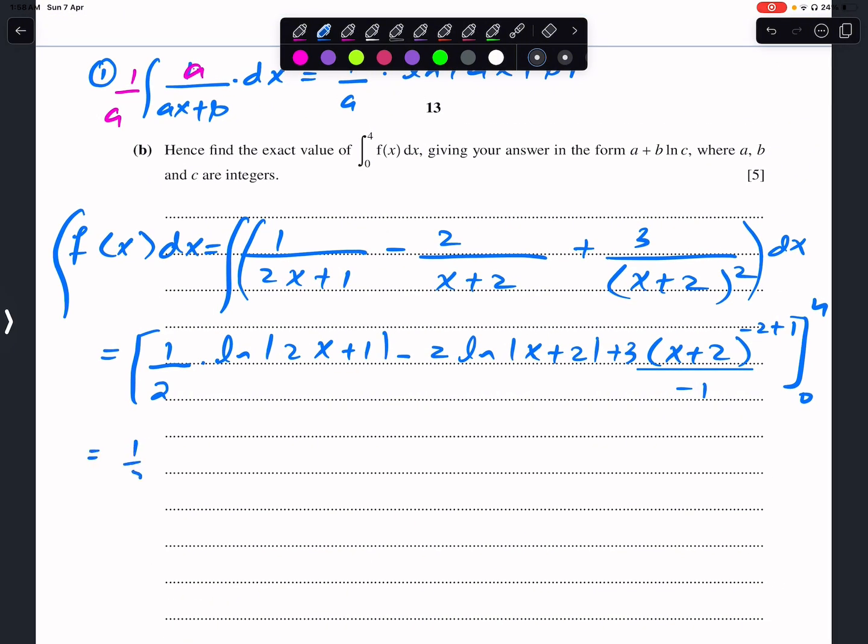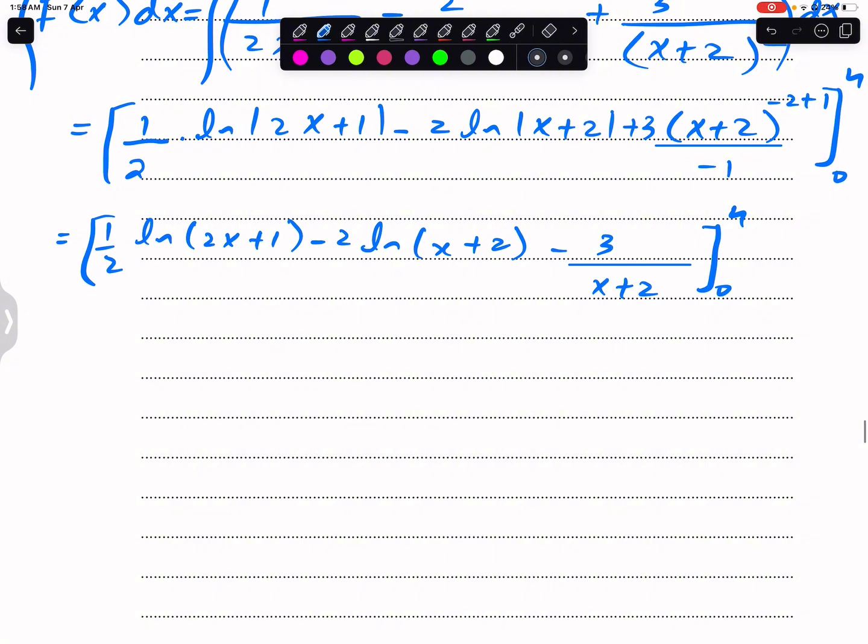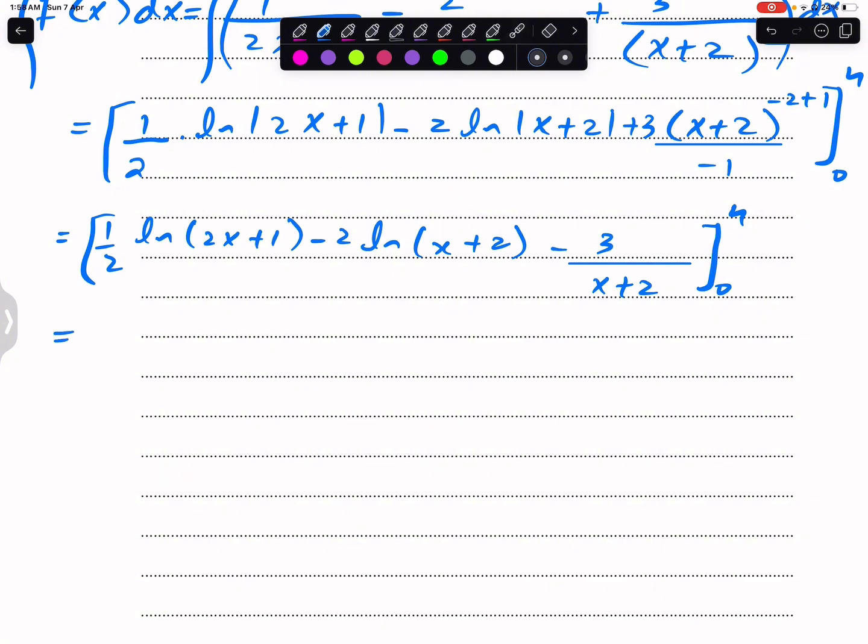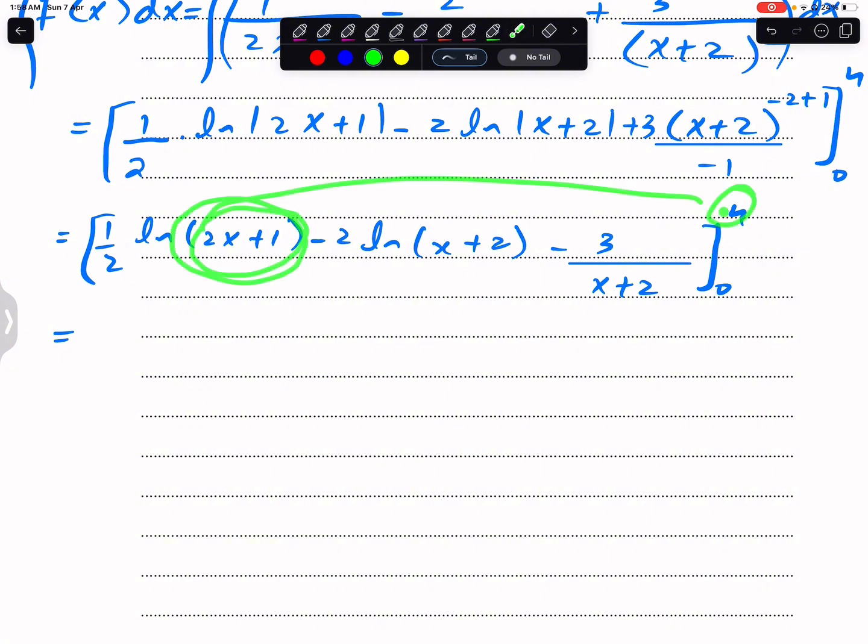So 1 over 2x plus 1 minus 2 times natural log of x plus 2 minus 3 divided by x plus 2, whole integral limits 0 to 4. And then put 4 in this whole expression, but please do not use calculator. Try to use maximum of mental math. Okay, so put 4. If you will put 4 here, you will get ln of 9 and then ln of 6.